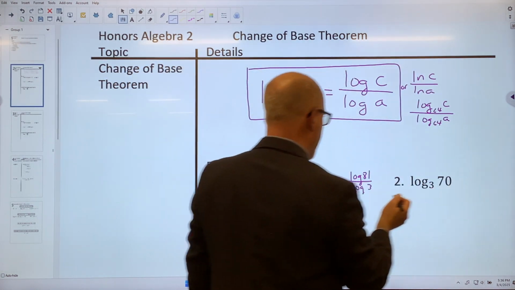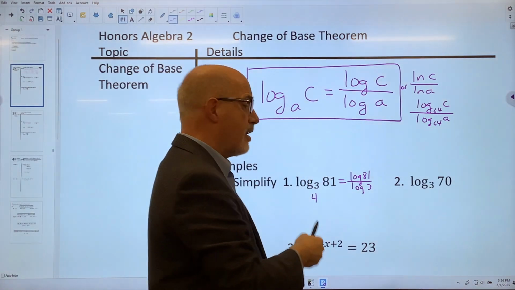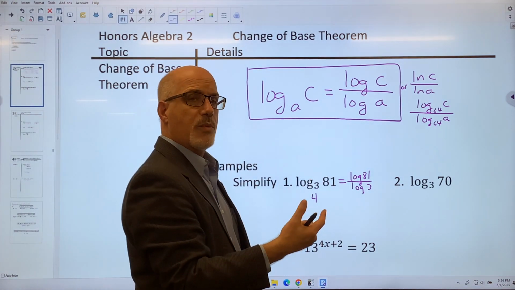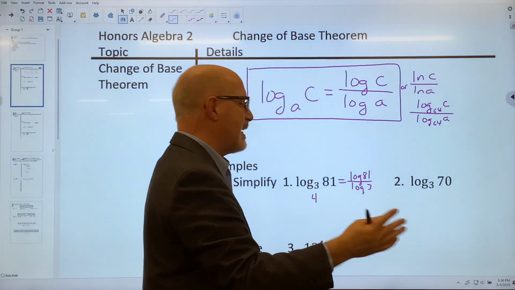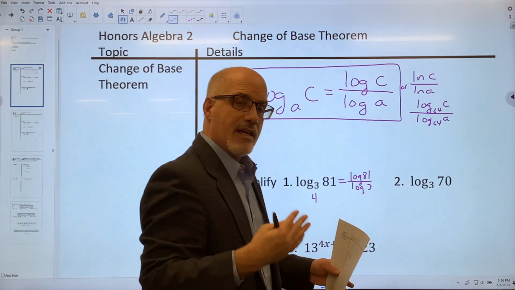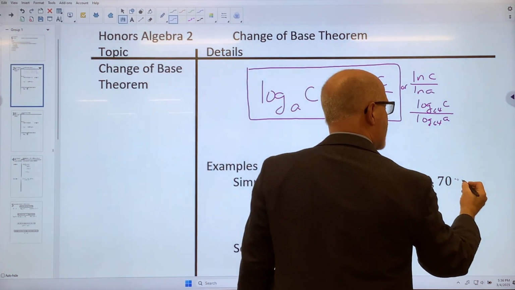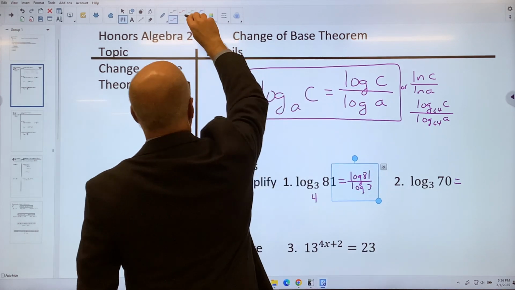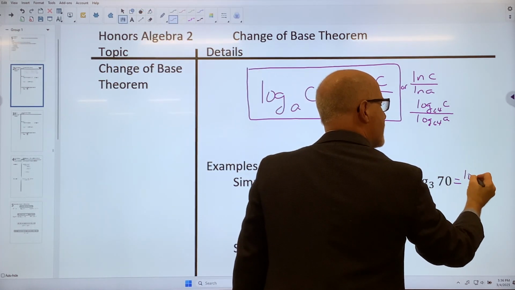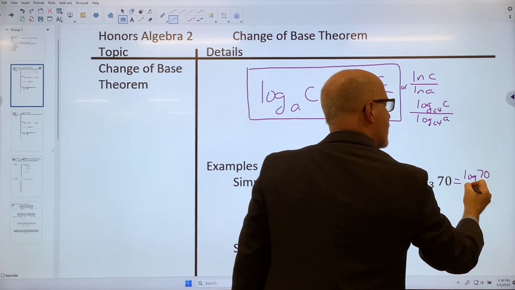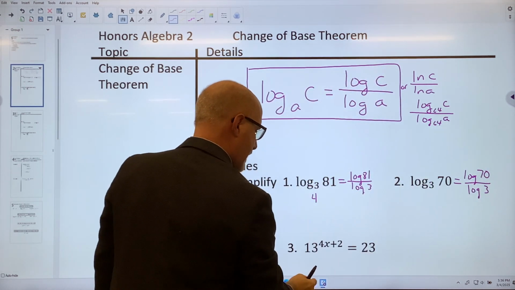This last one was easy because we know what 3 to the 4th power is: 81. We know 3 cubed is equal to 27. Well, 70 is somewhere between 3 and 4. It's not an easy number that pops out of the problem. So we're going to use our change of base theorem here in order to get that answer. So I'm going to make this log of 70 over log of 3. Let's do that on a calculator now.